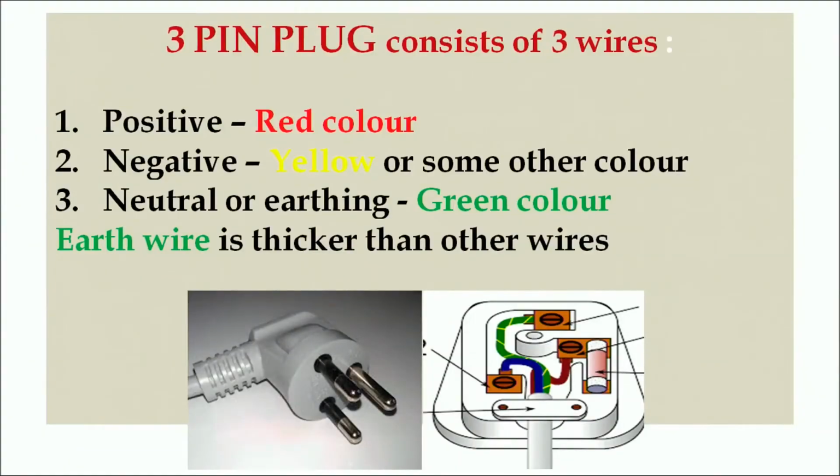A 3-pin plug has three circuits for current flowing through it. One is the positive, which flows into the red color wire; negative, which flows in a yellow or some other color wire; or we have the neutral or earthing, which is very important, that is always a green color wire. The earth wire is thicker than the other wires.